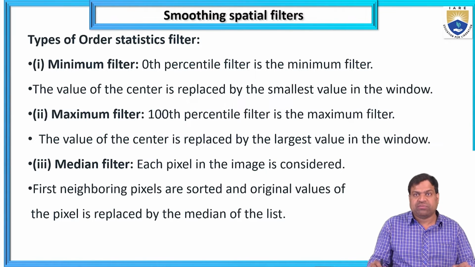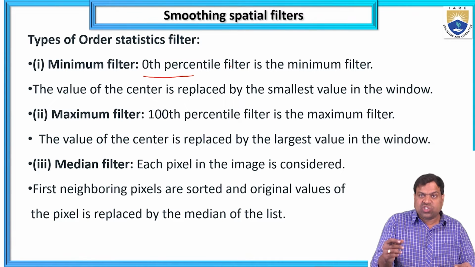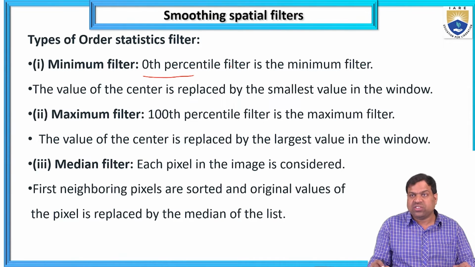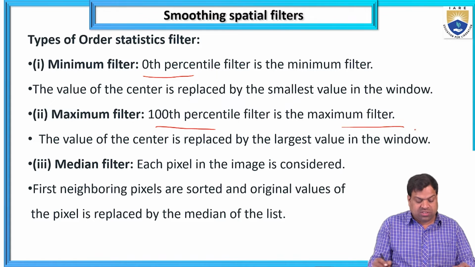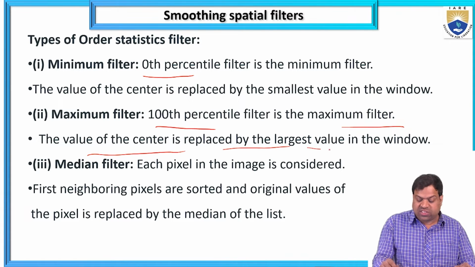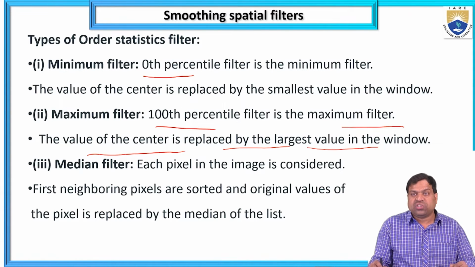So the minimum filter, the 0th percentile filter, replaces the value of the center with the smallest value in the window. The maximum filter, the 100th percentile filter, replaces the value of the center with the largest value in the window.